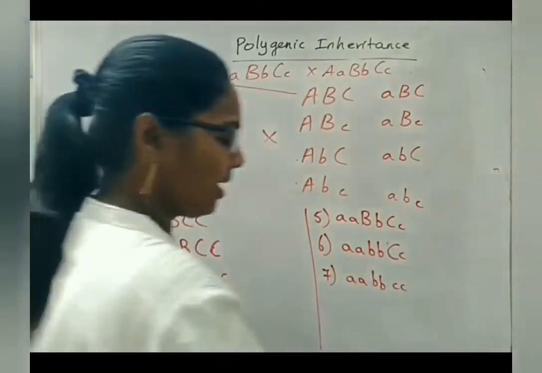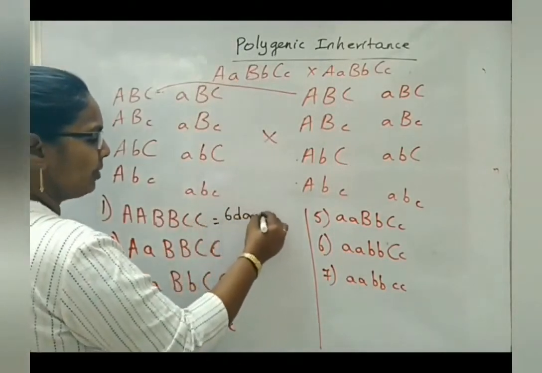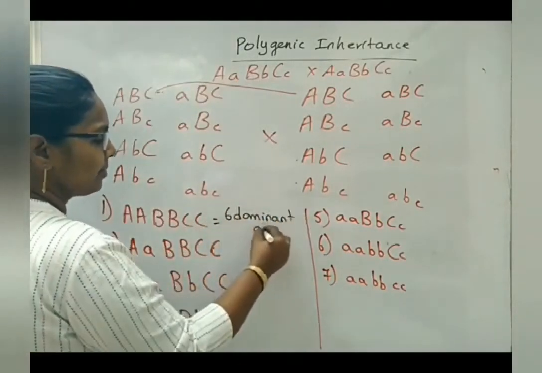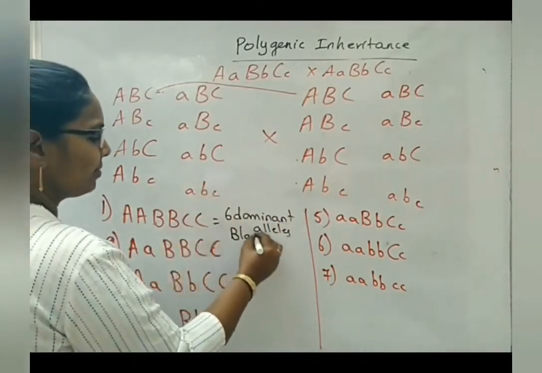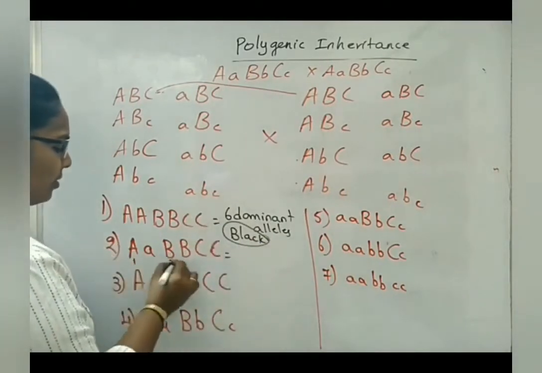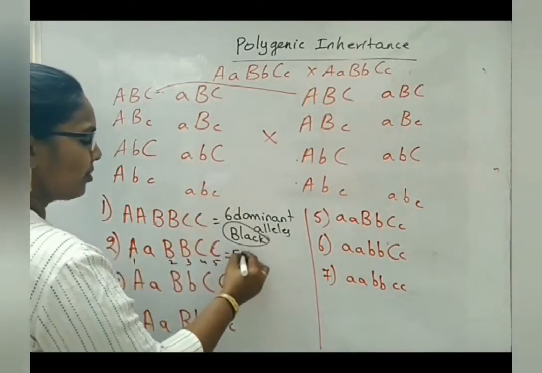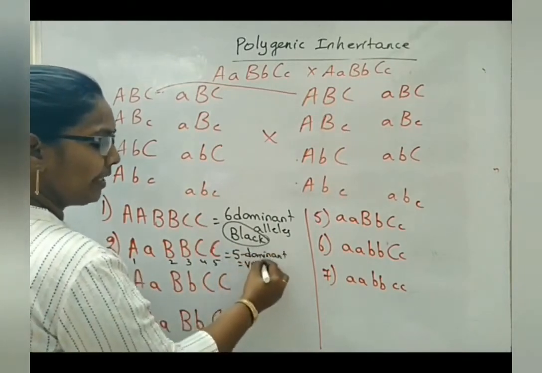So let's write the answers for this. How many dominant alleles are there? 6 dominant alleles. So the skin color here is black. Here how many dominant alleles are there? 1, 2, 3, 4, 5. So 5 dominant alleles. Skin color is very dark.